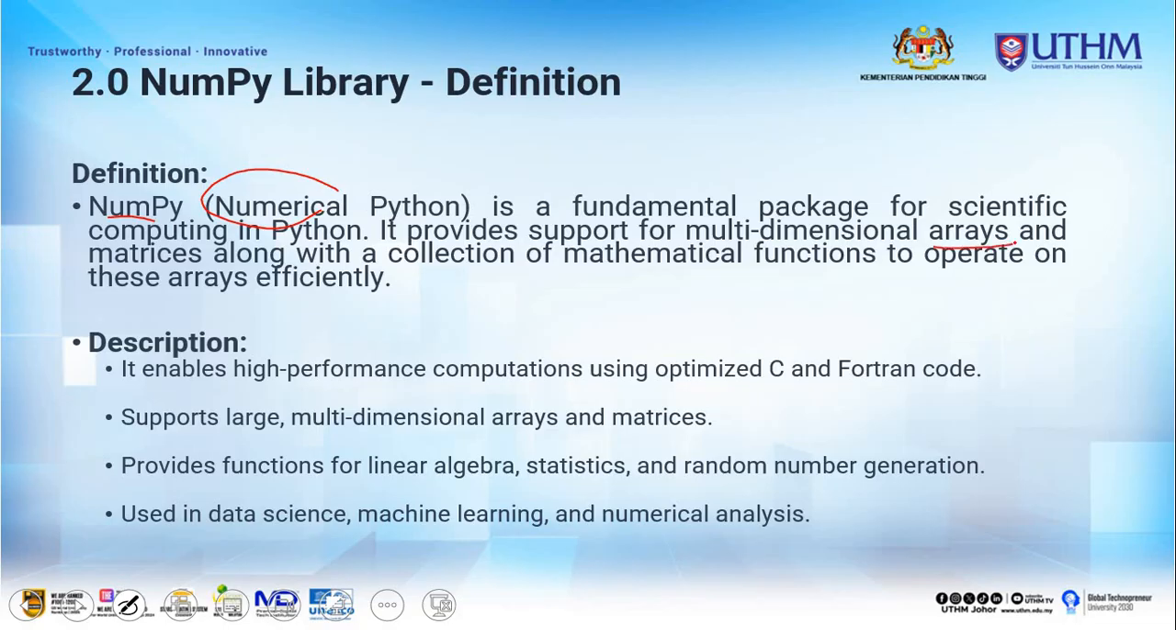Okay, you can see here, basically it's dealing with arrays and matrices along with a collection of mathematical functions to operate on these arrays efficiently. The description for NumPy: it enables high-performance computations using optimized C and Fortran code, supports large and multidimensional arrays, provides functions for linear algebra, statistics, and random number generation. And this is the most important part, why we are learning this in this particular course, Data Programming 2, because it's dealing with data science, machine learning, and numerical analysis.